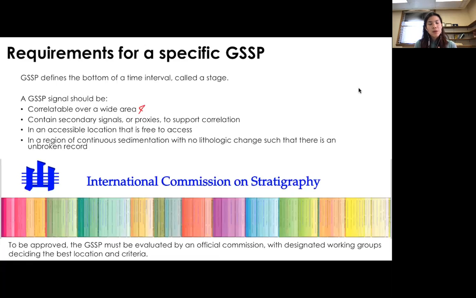In order for this to be used by a wide variety of people, it needs to be in a location that is free to access. So we actually have one close by at the Pueblo Reservoir. And so that's a location that is publicly accessible. And then it also needs to be in a region where we had continuous sedimentation. So there is no break in time and no unconformity of any sort at that location.